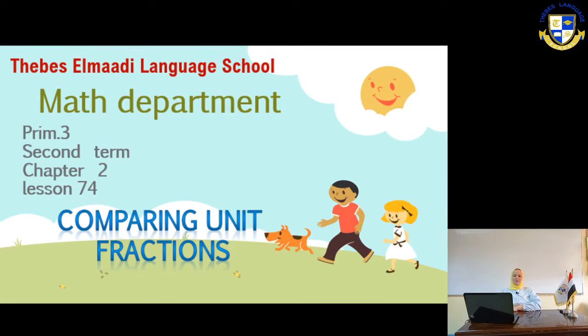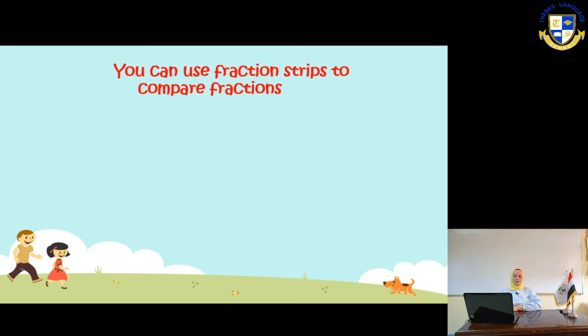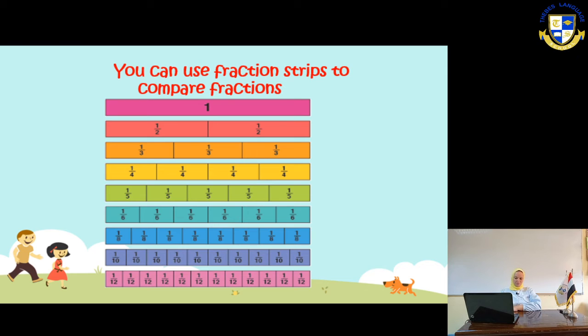Okay, here you can use fraction strips to compare fractions. These are the shapes of the fraction strips. The whole one, the halves cut into 2 parts, thirds cut into 3 parts, fourths cut into 4 parts, fifths cut into 5 parts, sixths cut into 6 parts, eighths cut into 8 parts, tenths cut into 10 parts, twelfths cut into 12 parts.